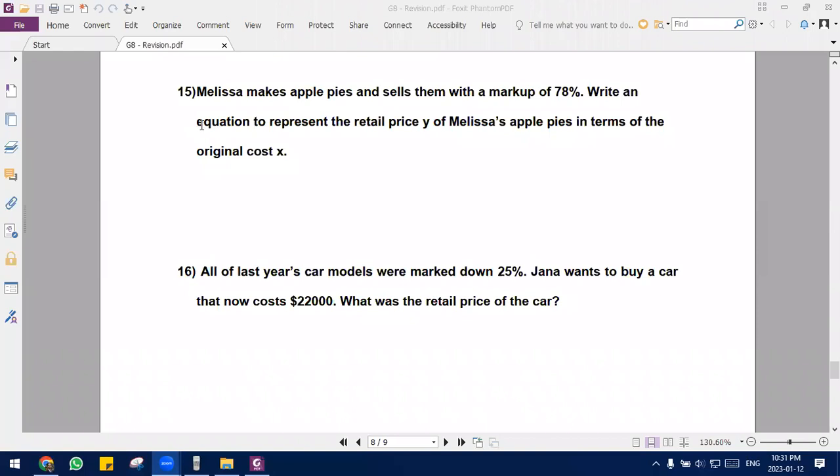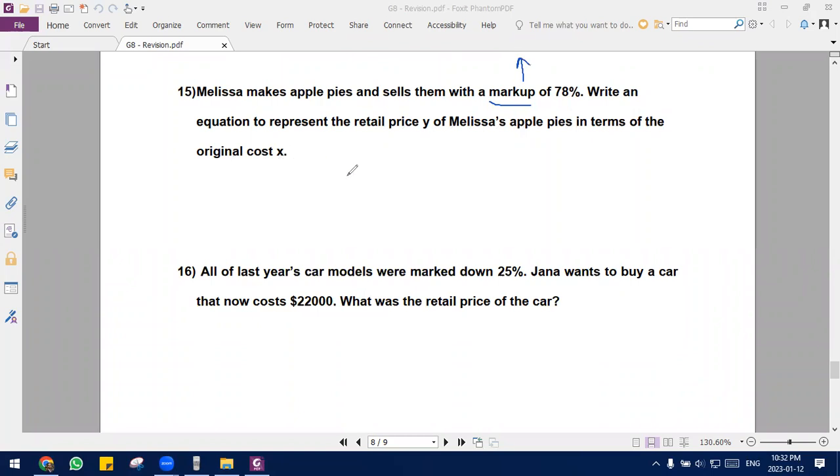Question 15. Melissa makes apple pies and sells them with a markup of 78%. So here we need to understand they said markup. I'm increasing the price by 78%. Write an equation to represent the retail price Y of Melissa's apple pies in terms of original cost X.